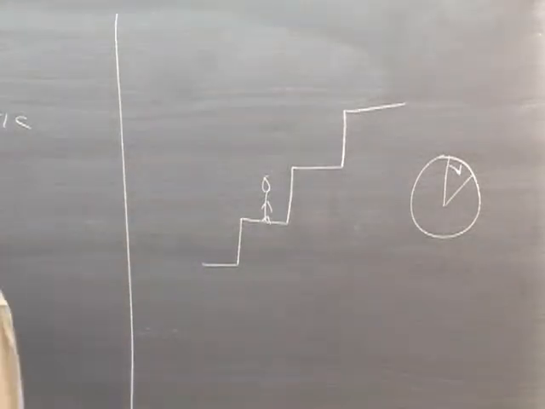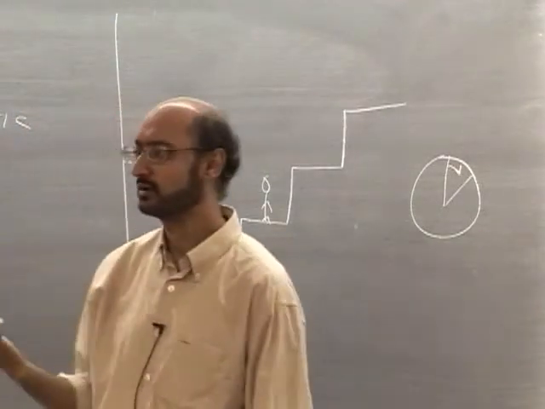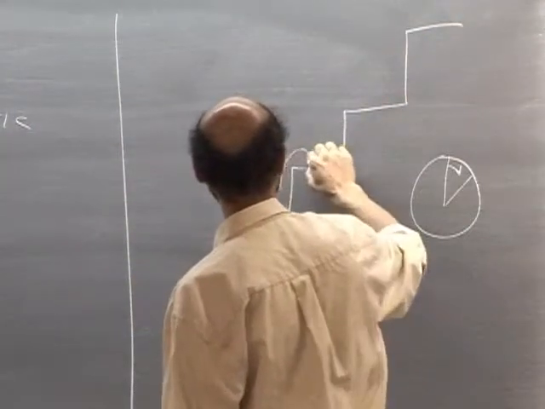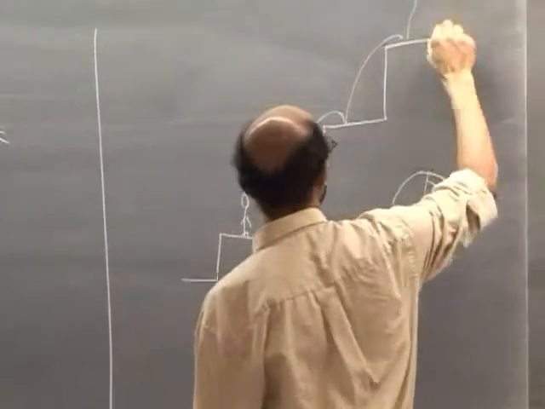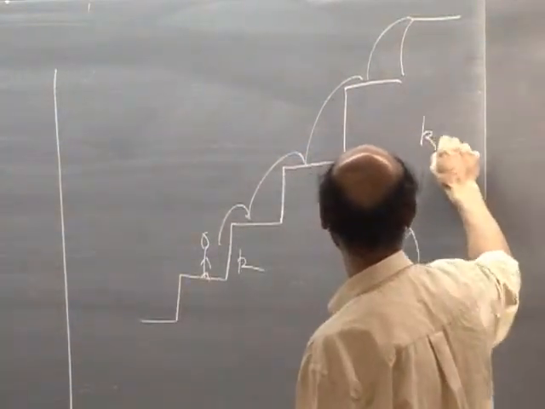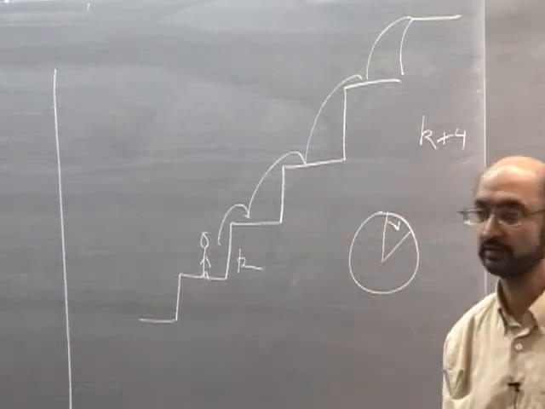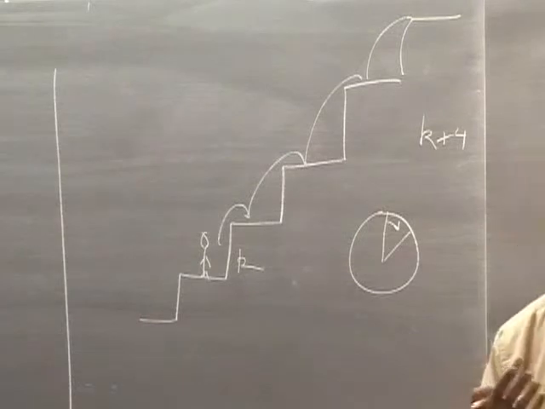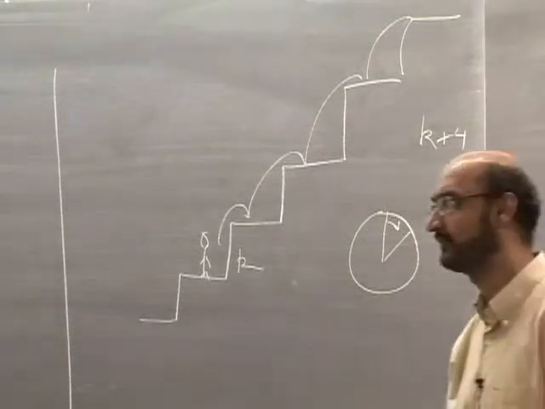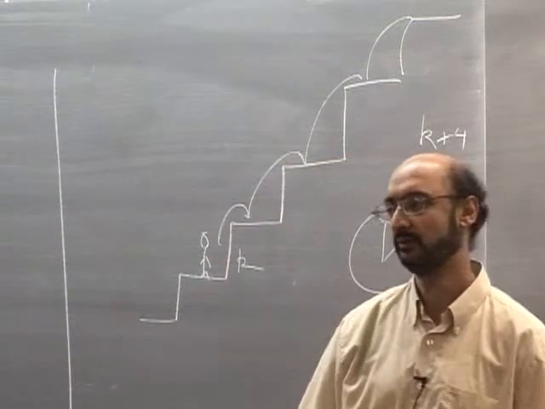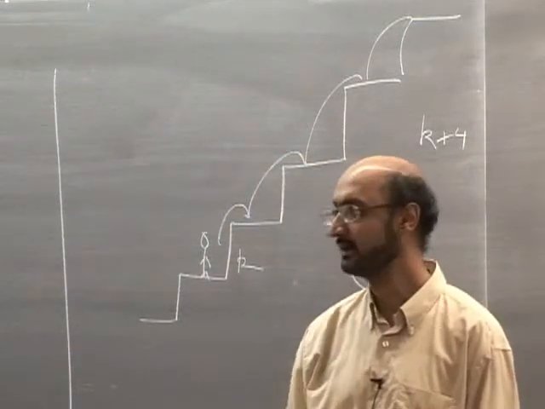So if I ask you the question, where are they after 4 clock ticks? You know the answer. The first step they go here, second they go here, third they go here, fourth they go there. So if they were on stair K, they're going to be at stair K plus 4 after 4 clock ticks. So you know exactly where they're going to be. We call this a deterministic process because we can determine up front where this person is going to be. So it's pretty straightforward. Any questions about that?